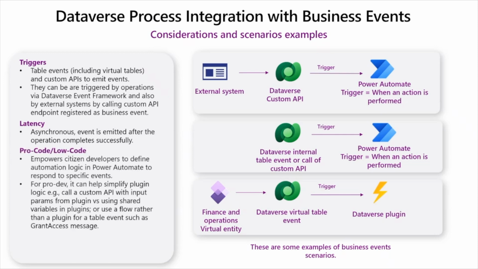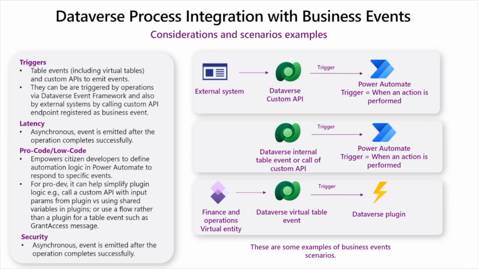With business events, we allow citizen developers to consume these, for example, with flows. For pro devs, it can help simplify plugin logic or replace plugin code completely. For example, if you have some cascading plugins that are using shared variables, you can simplify this concept by calling from your plugin code a custom API with input parameters. And that could then, for example, trigger a flow, or you can maybe even completely replace the plugin code with a flow.